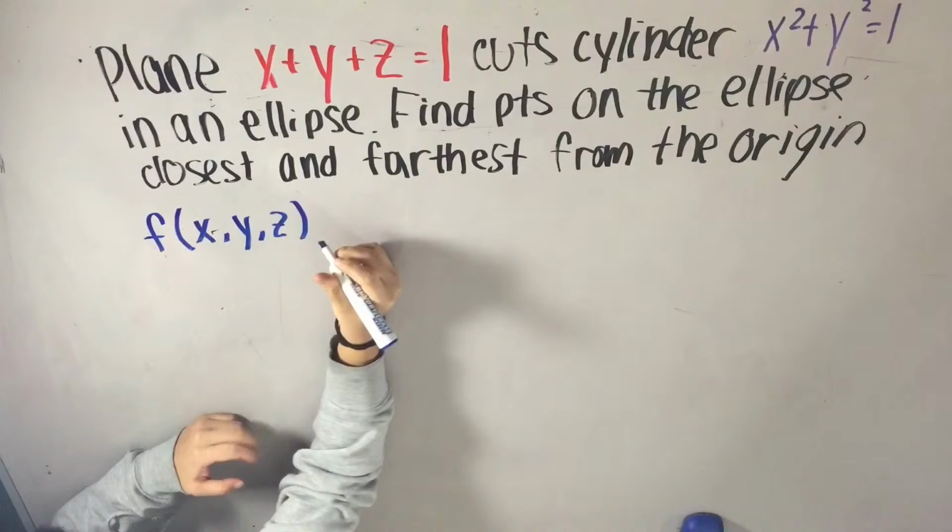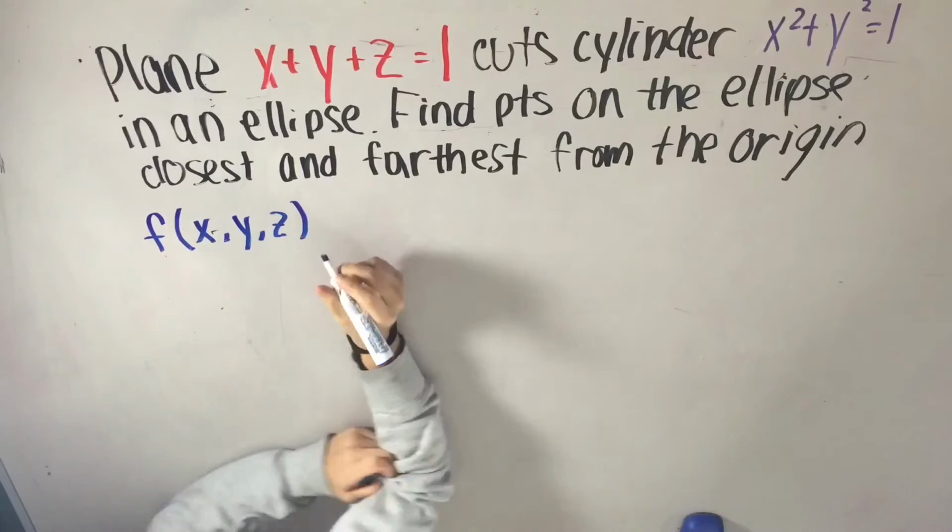In this problem, you will notice that both the equations listed have integer values on the opposite side of the equal sign, which means, yes, they are both constraints. You don't have a function set up for you, but if you read it, it says the plane x plus y plus z equals 1 cuts into the cylinder x squared plus y squared equals 1 in an ellipse. Find the points on the ellipse closest and farthest from the origin.